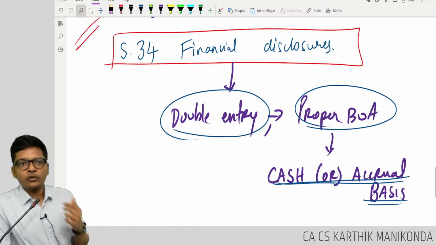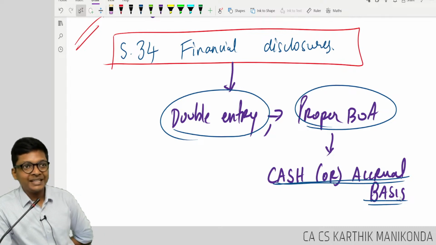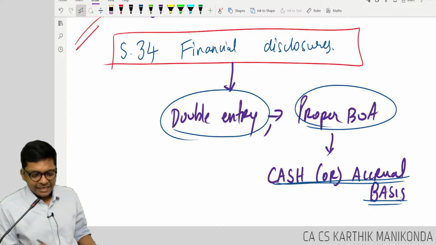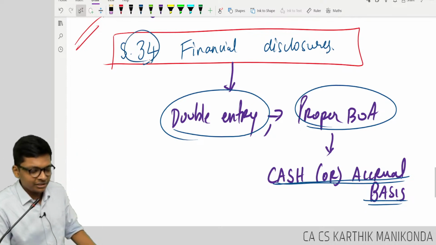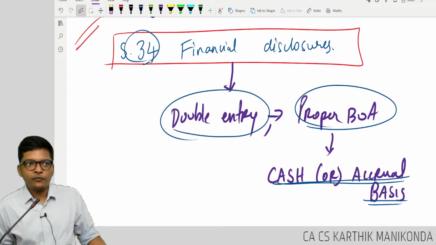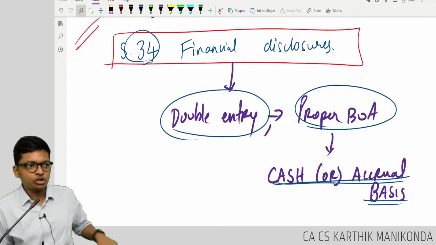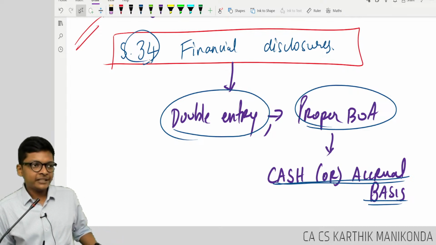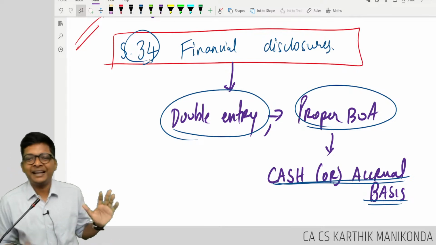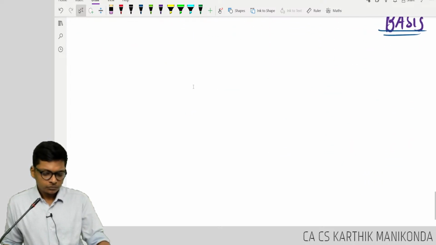But for a company you have to follow only accrual basis. In section 128, books of accounts over there. Here is section 34, financial disclosures. Here they allow cash or accrual basis. Are you following, guys? For LLP, MCQ question: LLP can be cash or accrual basis. This is another small procedure. If you don't follow, penalty will come, guys. Okay, can we proceed further?